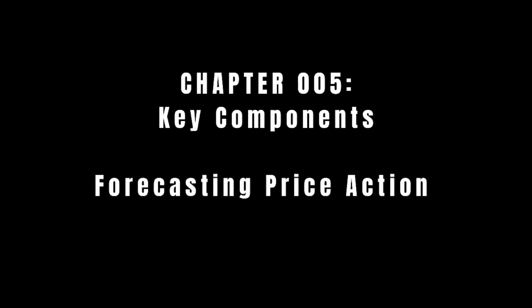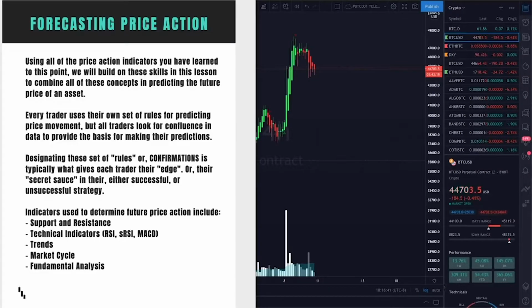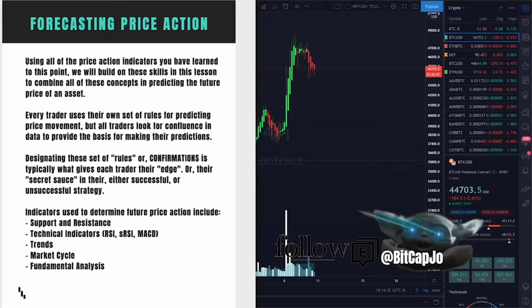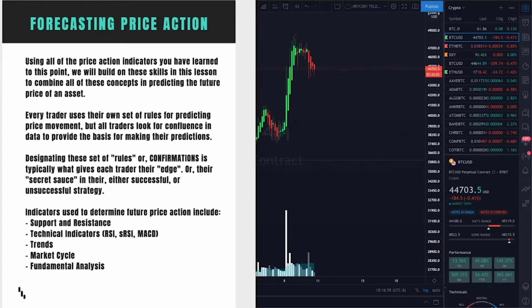The next lesson here in chapter 5, we are going to start putting everything that you've learned so far together. So this lesson is all about forecasting price action. In this lesson, we're going to go over how to predict future price action, where the price may be here and there. It's a really useful skill in technical analysis, because if you have an idea where the price may be going in the short and long term, you can use that to your advantage and get your edge on the market. Using all of the price action indicators that you have learned up until this point, we will build on these skills in this lesson.